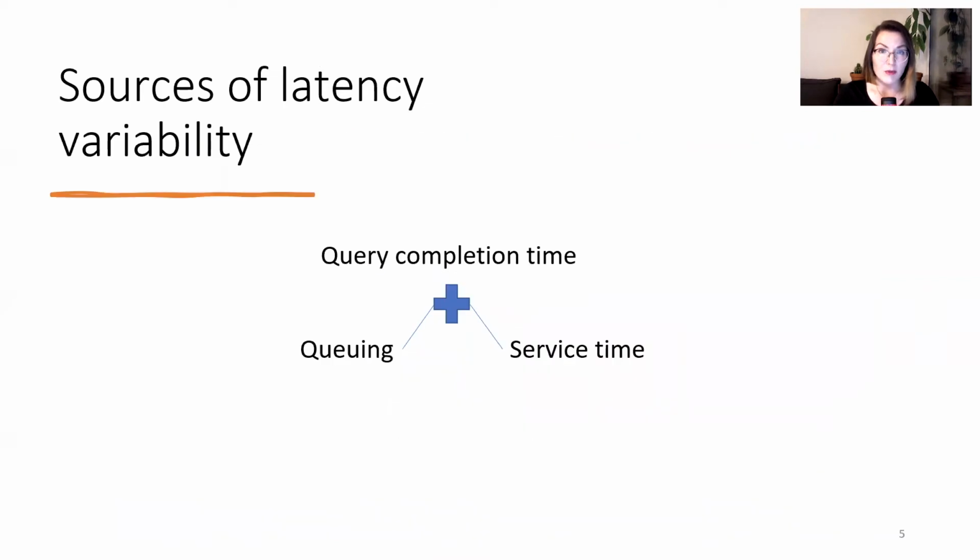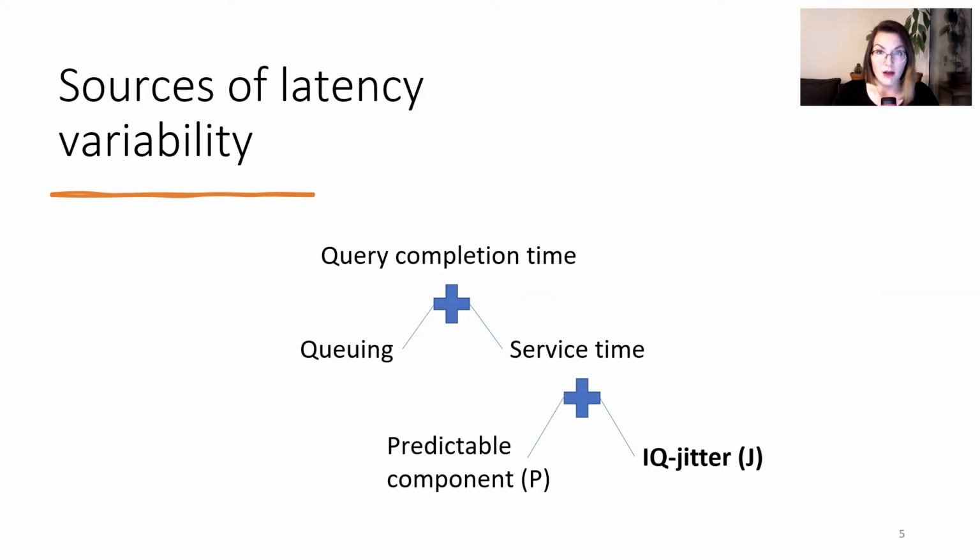So why is it that some queries finish faster than others? As we all know, queries come in bursts, and then sometimes some of them will experience additional queuing delays. Then we have the service time that is very likely to vary. But some components of the service time, we understand why it varies. This is the predictable component of the service time, P. For example, a range query will always take longer than a simple lookup query. Then we have the unpredictable component of the service time that we call intra-query service time variability, IQ jitter, or J for short. Let me clarify what I mean by that.